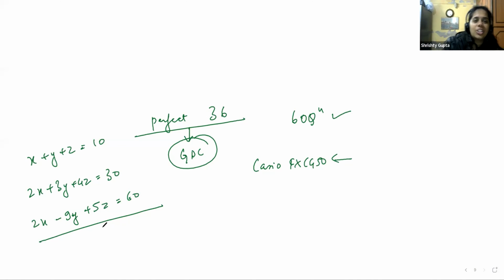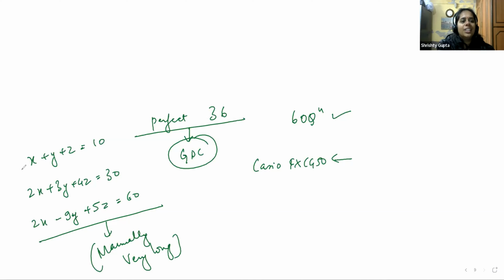If these three equations come in front of us in the exam and I start solving them manually, we all know it is going to be a very long process. But your GDC is capable of solving these three equations in three variables in seconds.